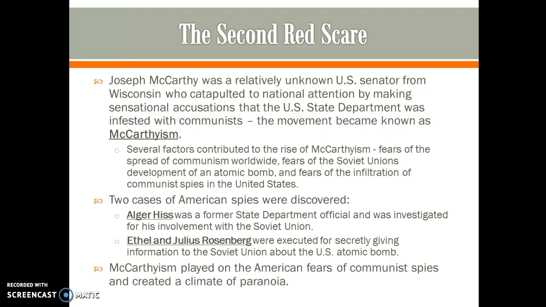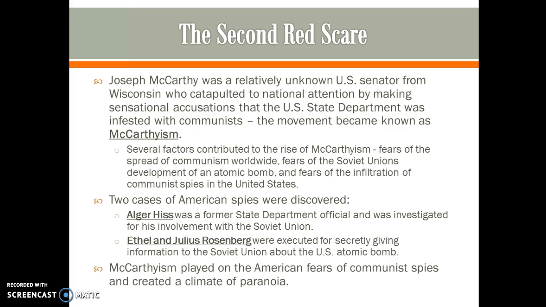Joseph McCarthy was a relatively unknown U.S. Senator from Wisconsin, and he used a bully pulpit to catapult to national attention by making sensational accusations that the U.S. State Department was infested with communists. This movement became known as McCarthyism.